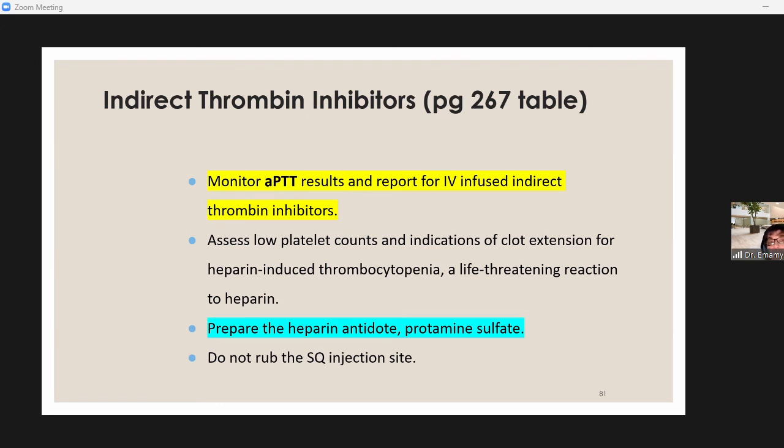Heparin, you either give subcutaneously or IV. We don't have a PO route of administration for heparin. And for heparin, you should have the antidote ready. Protamine sulfate is the antidote of heparin.